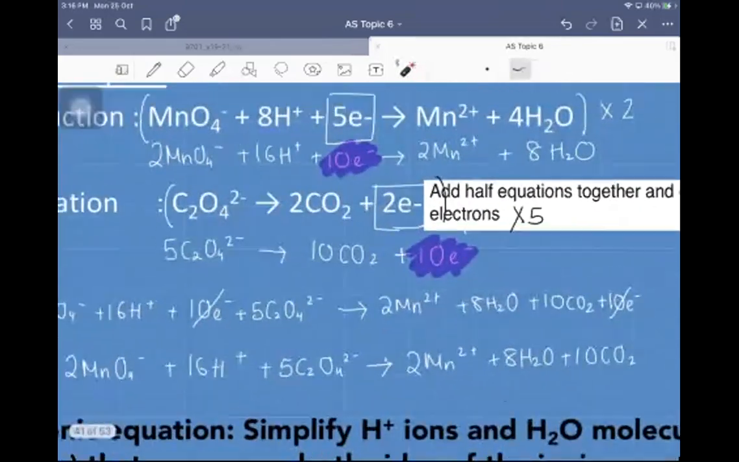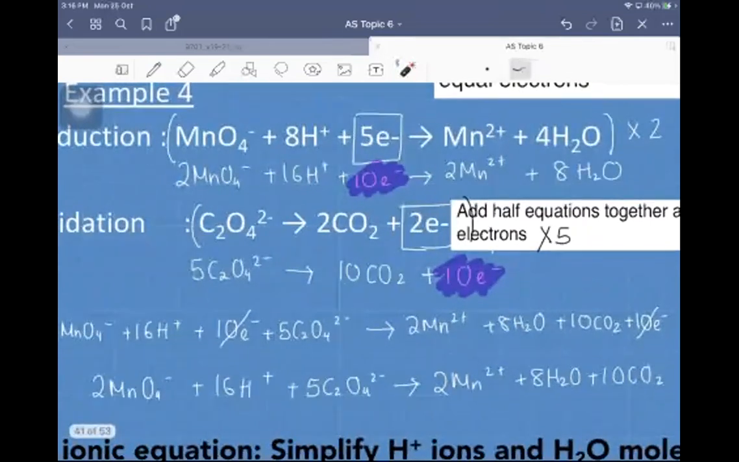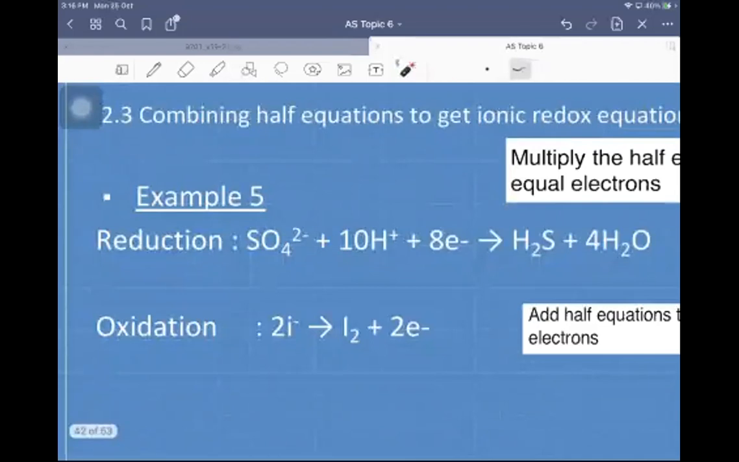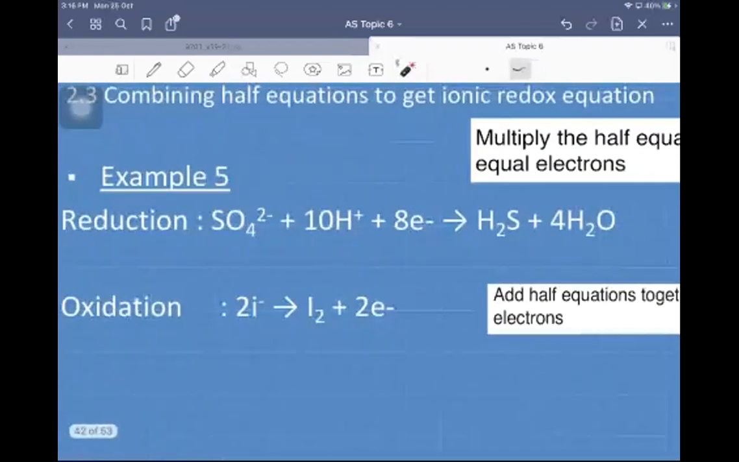Okay, if you want to copy this down, you can stop the video here and then move on to the next example. Example 5, you have sulfate being reduced to H2S. And in the oxidation side, you have the iodide ion to be oxidized into the iodine ion.